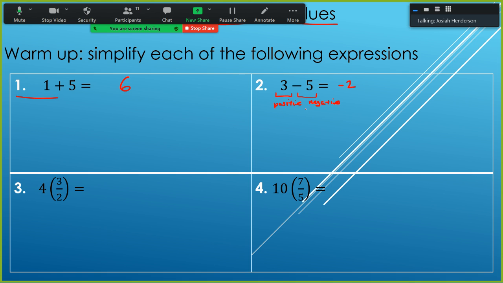But we all have seen number lines. So we could start at 3 and then go backward because it's negative, or left 5. And that will take you down to -2 on the number line.